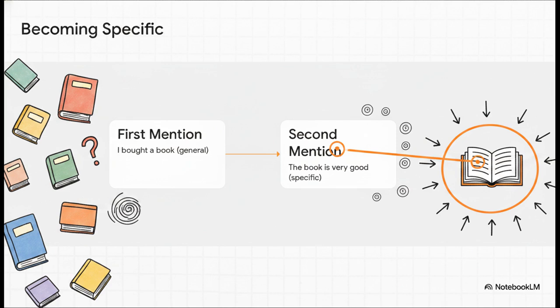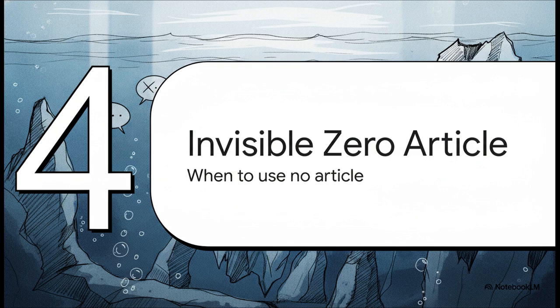The is literally the laser pointer of the English language. It says, hey, look right here at this specific thing we both know about. And the best part? You can use it with singular, plural, countable, and uncountable nouns. It's incredibly versatile.